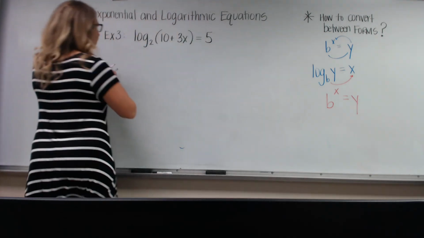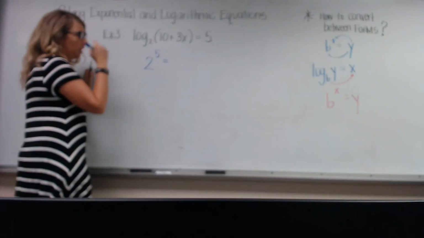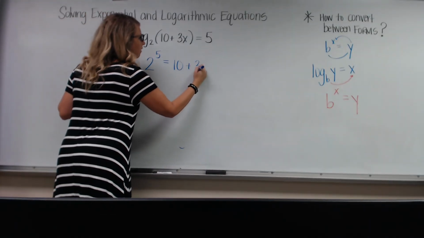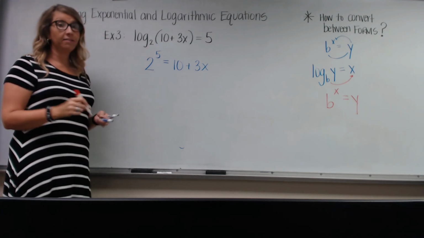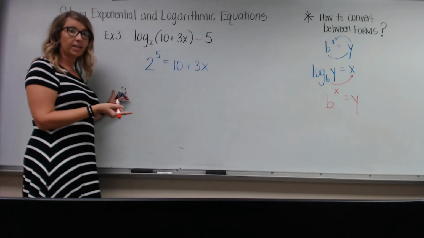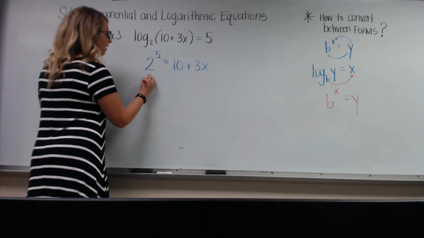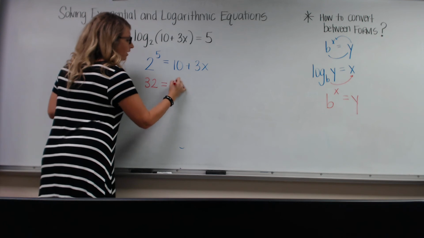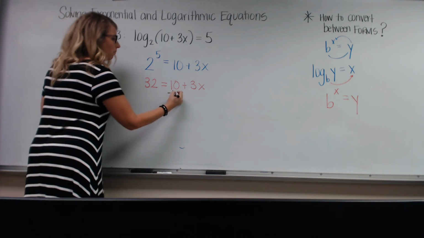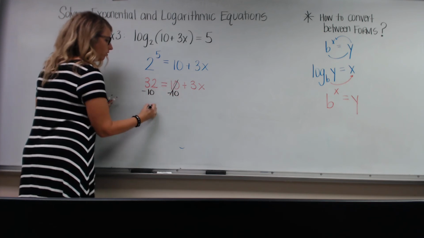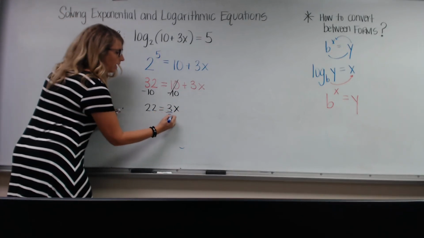Our base over here is 2. Raised to the other side, 5 is my exponent, and now it's equal to 10 plus 3x. I rewrote it in its exponential form. And the good news is now I can solve it because 2 to the 5th is a number I can calculate. 2 times 2 times 2 times 2 times 2, or 2 to the 5th in your calculator is 32. Now we've got a linear equation. So I'm just going to use my solving skills to come up with an x value. Minus 10, to move that over, leaves 22, equals 3x. Finish by dividing by 3.